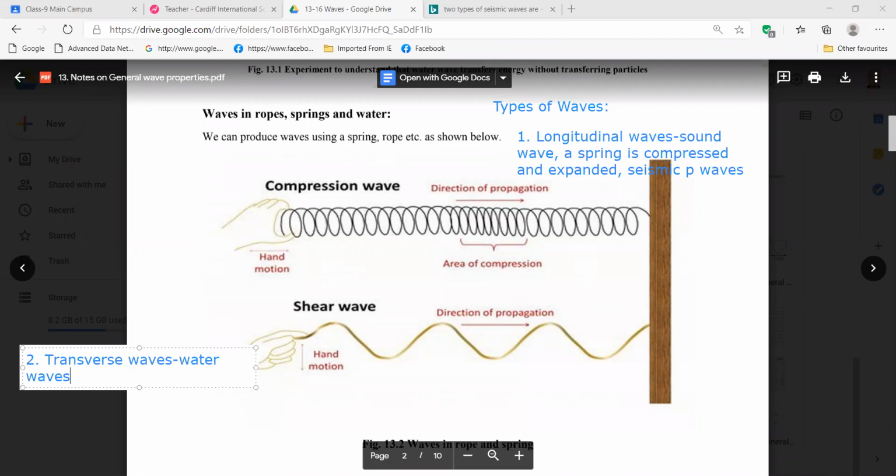Sir, what is seismic P wave? Seismic wave means the wave we are getting because of vibration of earth. That is, earthquake, right? For understanding, you write earthquake. P for primary waves. There are two types of seismic waves. One is seismic primary waves, another one is seismic secondary waves. So seismic primary waves are longitudinal and secondary waves are transverse waves. Water waves, then light waves. In bracket write all the electromagnetic waves.